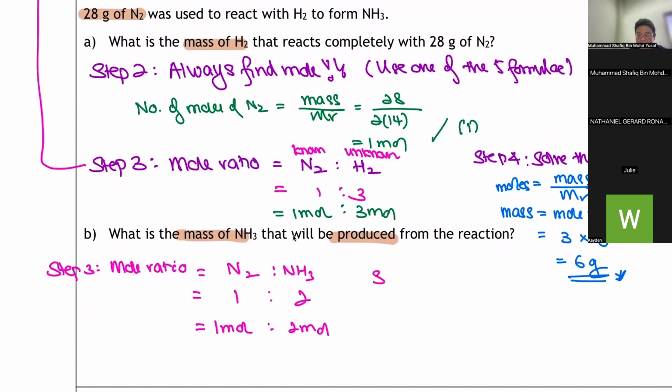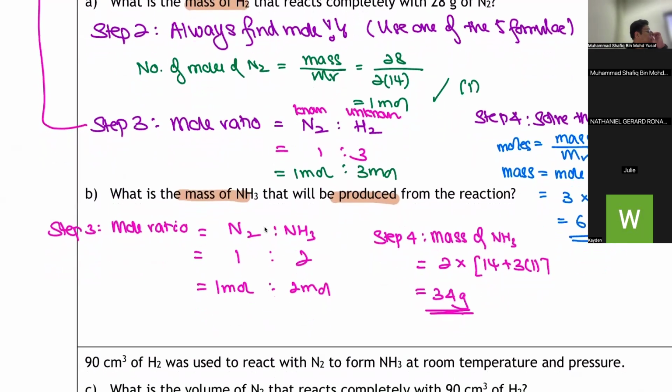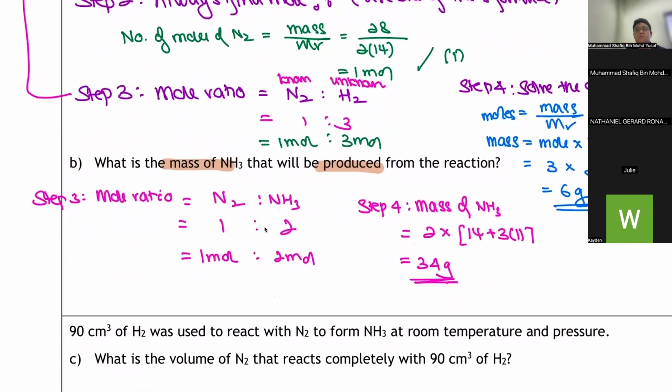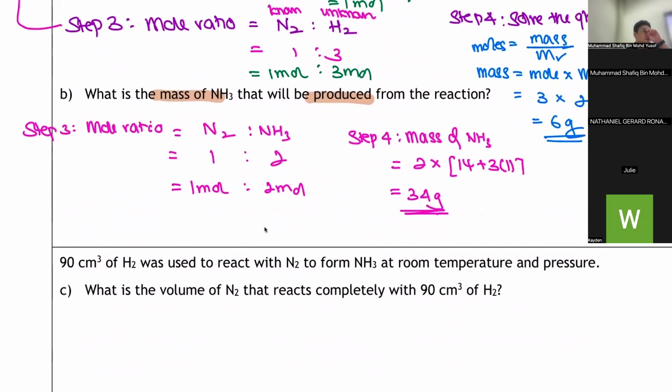Then step 4, again, solve the question. Find the mass of the ammonia, which then again, you apply mole times MR. So the MR of ammonia is 14 plus 3 times 1, which is 17, so the mass is 34 grams in this case. That's the answer. Can the rest of you all follow? That's the general idea for mole concept.